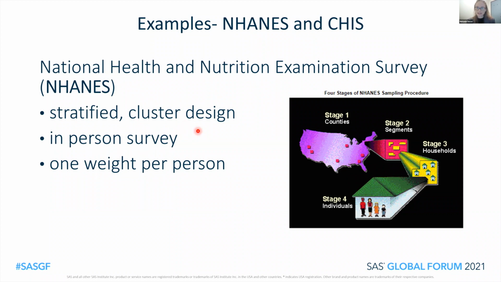So this is an illustration of the NHANES sampling procedures. In stage 1, PSUs or counties are selected. This is an example of cluster sampling. The entire PSU or county is selected. And then within counties, segments of the population are selected, and then households, and then finally individuals are selected into the survey.